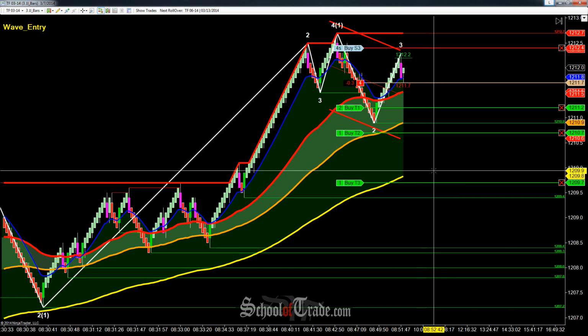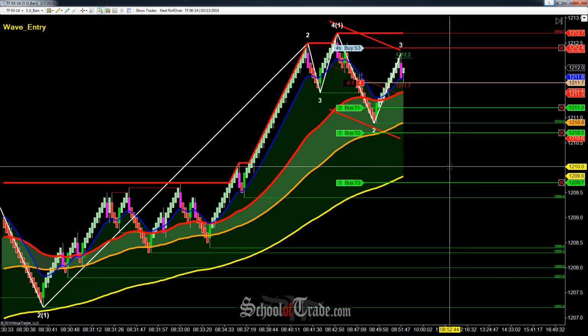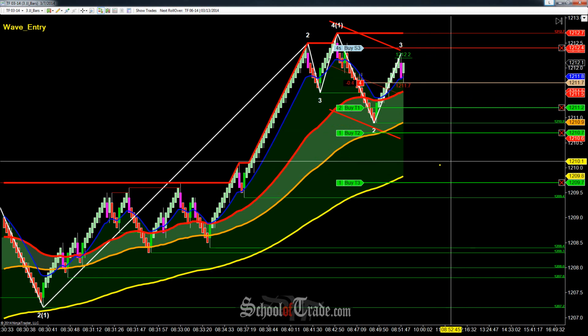And just right floating around that BMT down here is 1209.7, our final target. Now, this is a little bit ahead. This is a little above the BMTs up here, so we might have to adjust that a little bit.